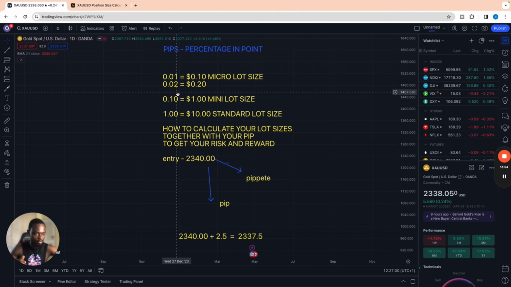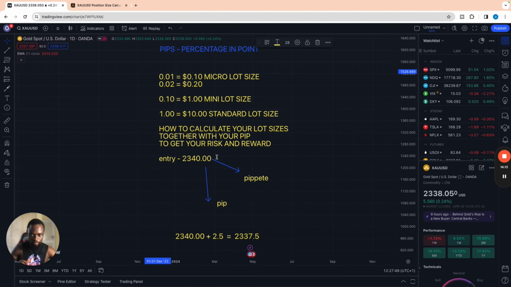You don't want to lose 10 pips, right? So let's say 10 cents was your lot size times 10 pips. That gives you what? $1. You get it? 10 cents. So that means if it moves from 2340 to 2341, if you're using the 0.01 lot size, which is 10 cents, you make $1 per move. You understand? But how do we get to 2.5?